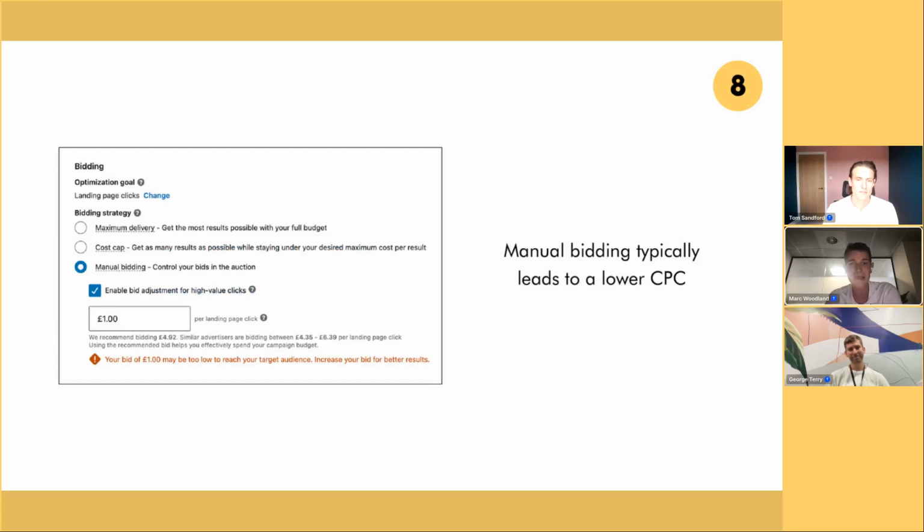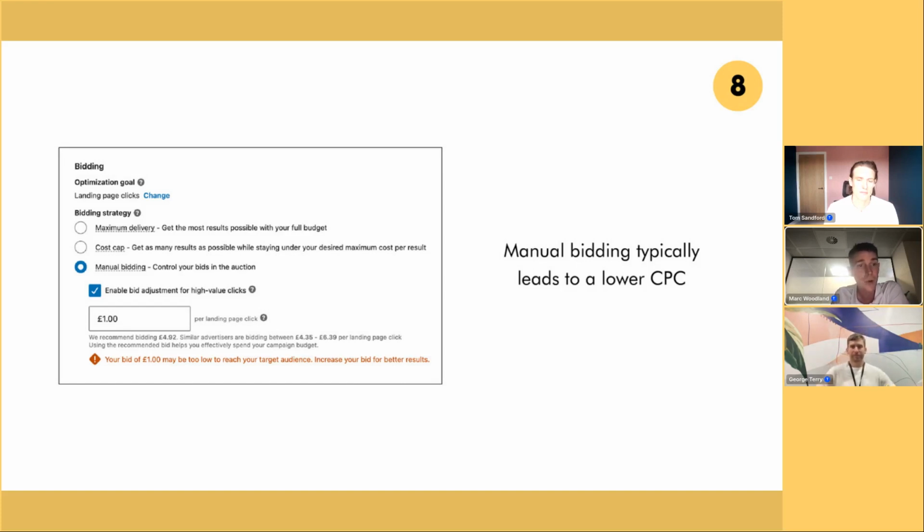And then finally, it's that manual bidding typically leads to a lower cost per click. So as default within LinkedIn, this is selected. So the bidding strategy is maximum delivery. Essentially, what this means is that you give LinkedIn the reins to bid whatever they like within your daily budget or your lifetime budget for a click. Unfortunately, LinkedIn is motivated to make them more money rather than you. So you could end up spending more than you need to for your clicks and having a high cost per click.